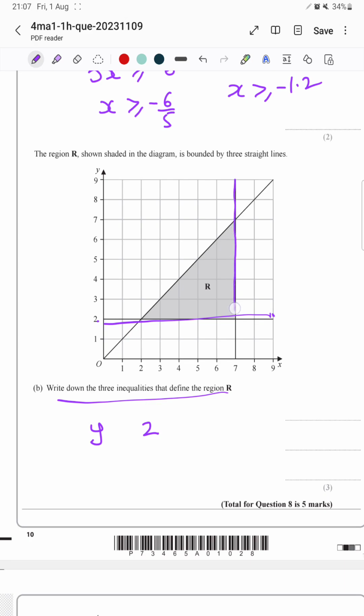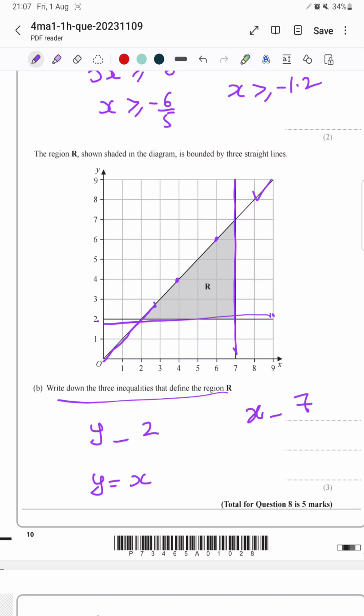Then one vertical line, x is equal to 7, but we don't know if it is less than 7 or greater than 7. And then this third line, if you see this third line, that is a very special line. The line is going through 0 0, 1 1, 2 2. So this is the line y equal to x. If you don't know, you can find out 2 points on the line and you can form the equation.